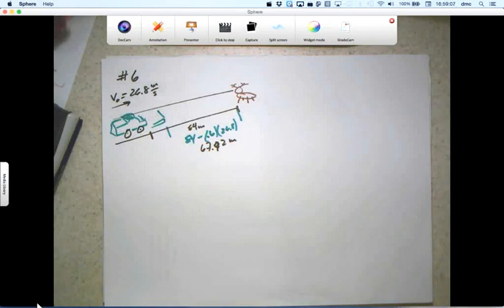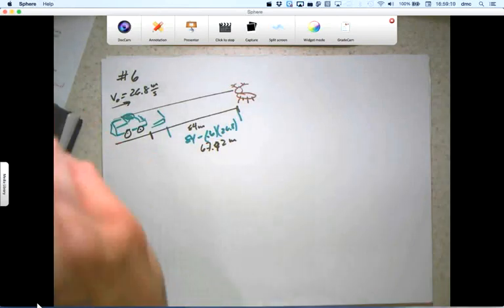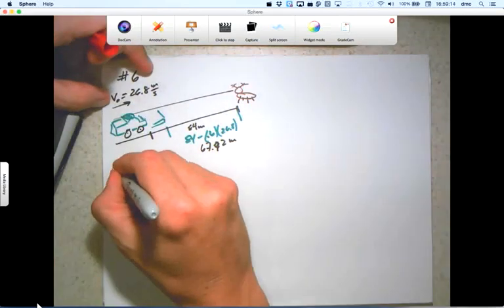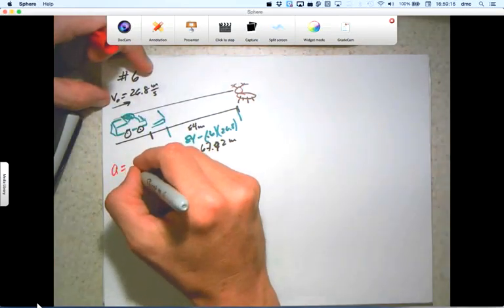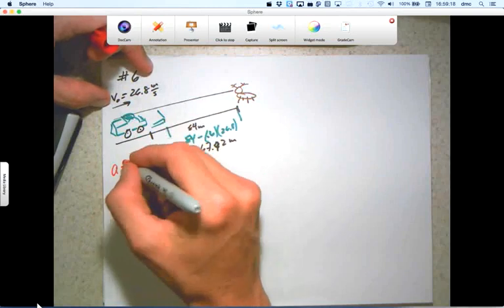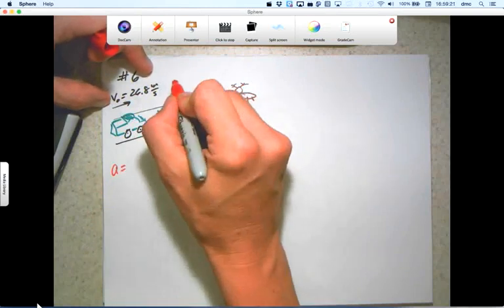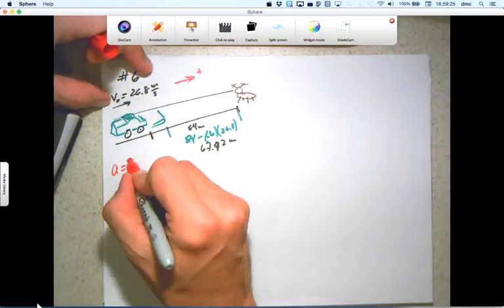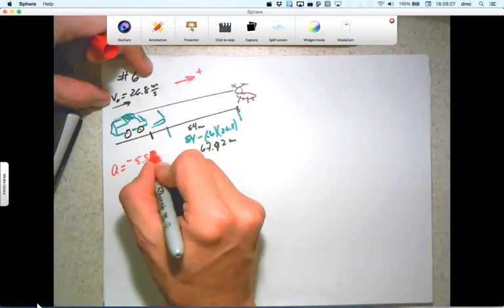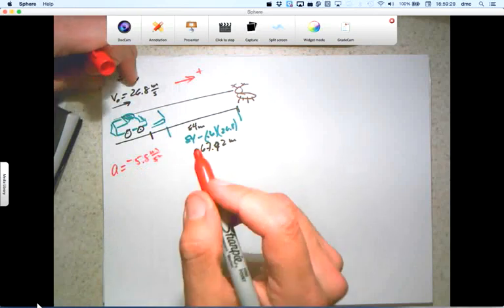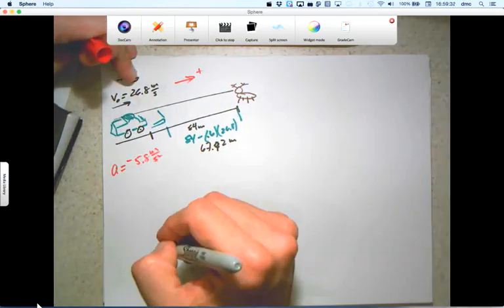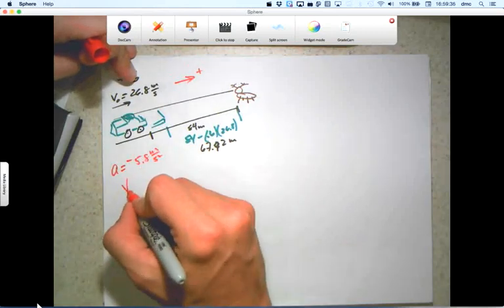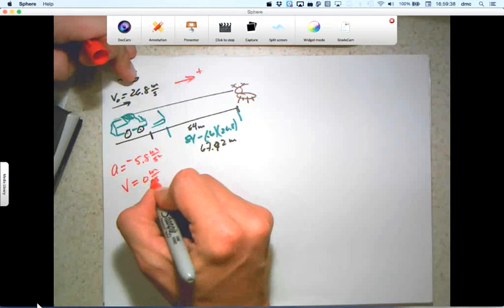Well, once he applies the brakes, the acceleration of the car, we're told, is 5.8 meters per second squared, and that's going to be in the opposite direction. So if we let the direction of travel be plus, that means the acceleration is negative 5.8 meters per second squared. And we want to find out how far the car has to travel until its final velocity is 0 meters per second.